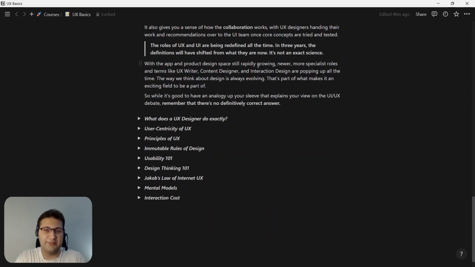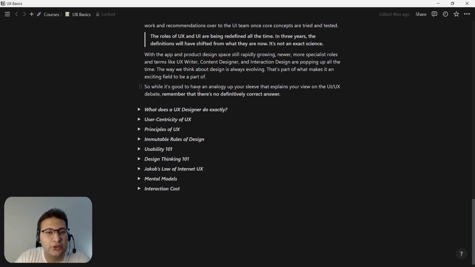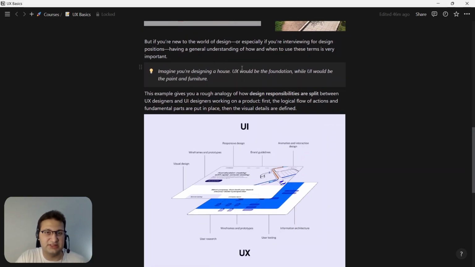With the app and product design space still rapidly growing, newer and more specialist roles, terms like UX writer, content designer, interaction design are popping up all the time. The way we think about design is always evolving. That's part of what makes it an exciting field to be a part of. So if you really enjoy this evolution of the profession while you're in it, then this is the profession for you. While it's good to have an analogy up your sleeve that explains your view of the UI and UX debate, remember that there is no definitively correct answer yet. And if you want an analogy in the debate, then this is the right way to go.